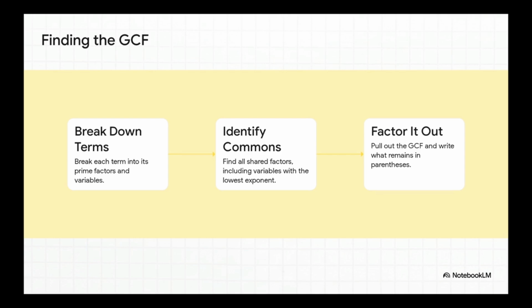And finding it is actually pretty straightforward. You just break each term down into its smallest building blocks, you know, its prime factors. Then you look at all the pieces and find everything they have in common. A great little shortcut for the variables is to just grab the one with the lowest exponent. That common stuff, that's your GCF. Then you just pull it out front.